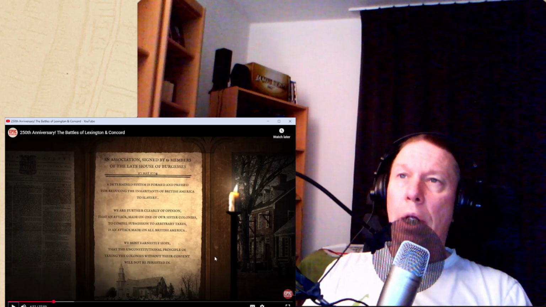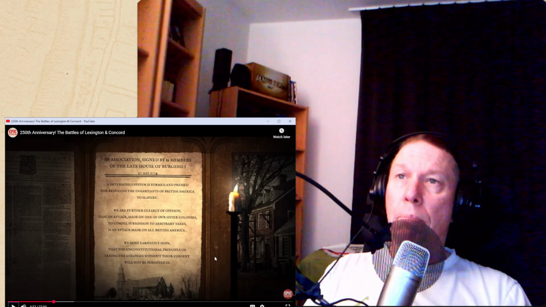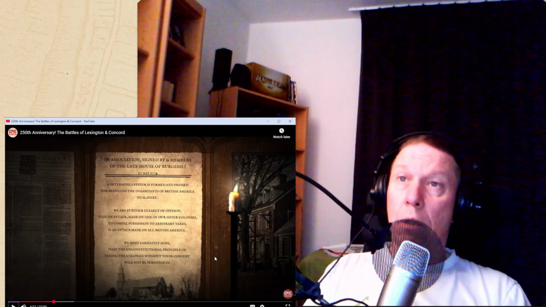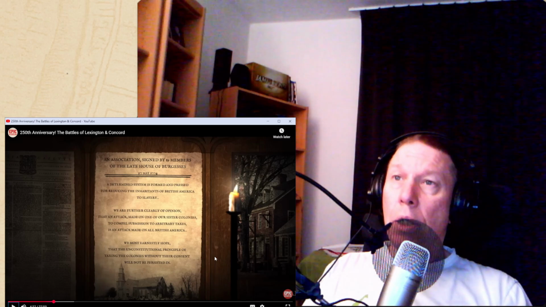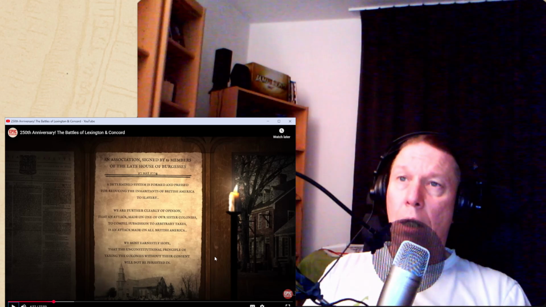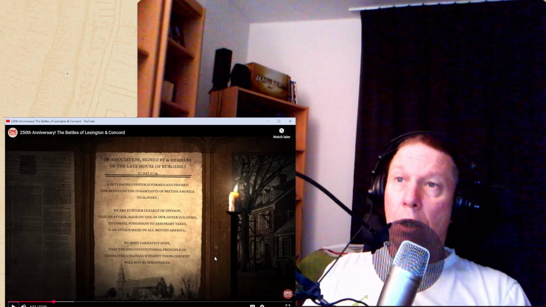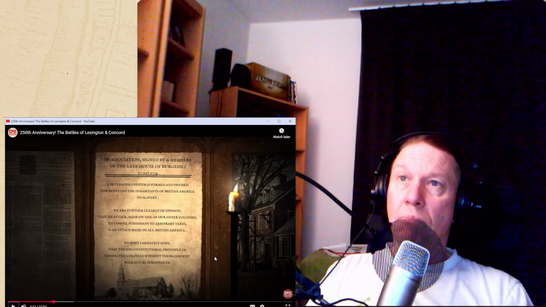Signed by the members of the late House of Burgesses. The system formed and pressed for reducing the inhabitants of British America to slavery, we are further clear of opinion, that an attack made on one of our sister colonies to compel submission to arbitrary taxes is an attack made on all British America. We must earnestly hope that the unconstitutional principle of taxing the colonies without their consent will not be persisted in.